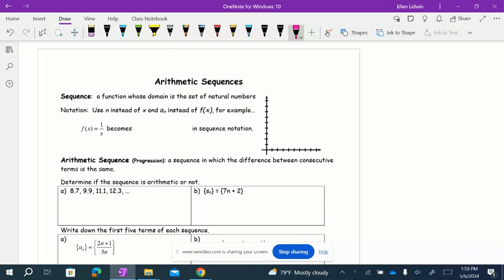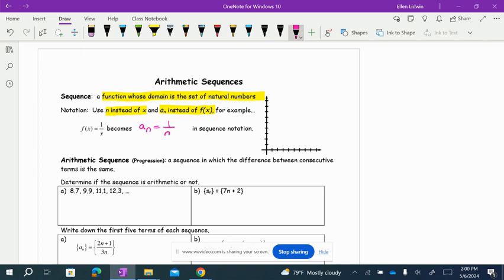We're starting this unit with arithmetic sequences, and you may remember this from Algebra 2. A sequence is a function whose domain is the set of natural numbers. So we have notation for this new function, which says to use n instead of x and a sub n instead of f of x. In other words, if my function was f of x equals 1 over x, we would say a sub n equals 1 over n in sequence notation.